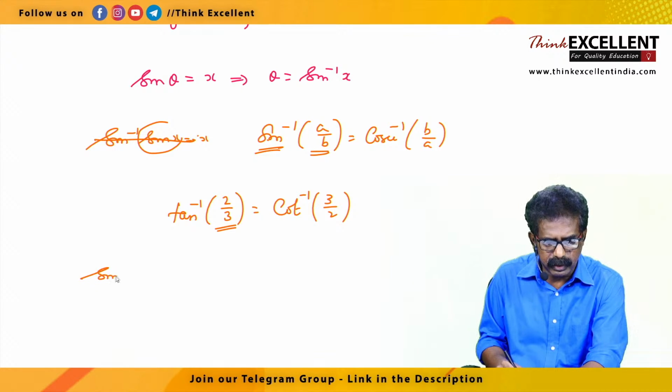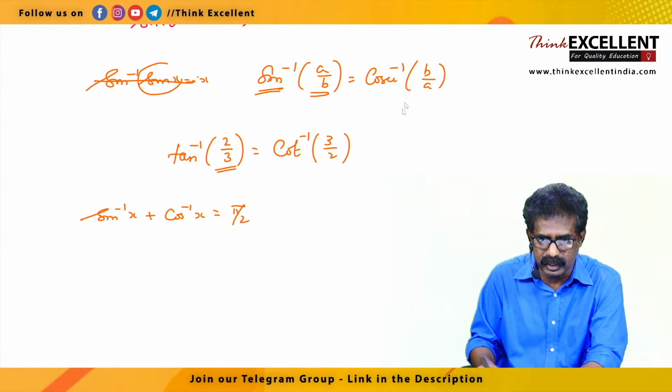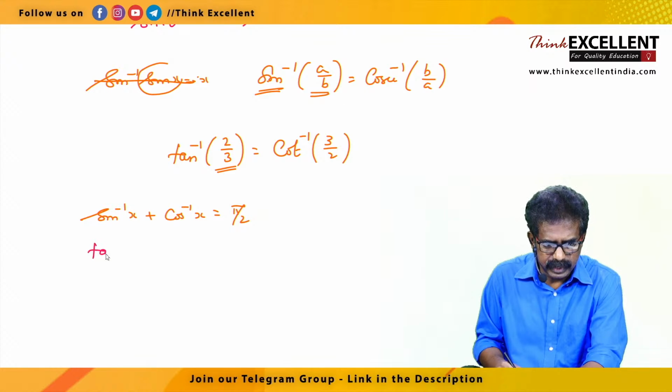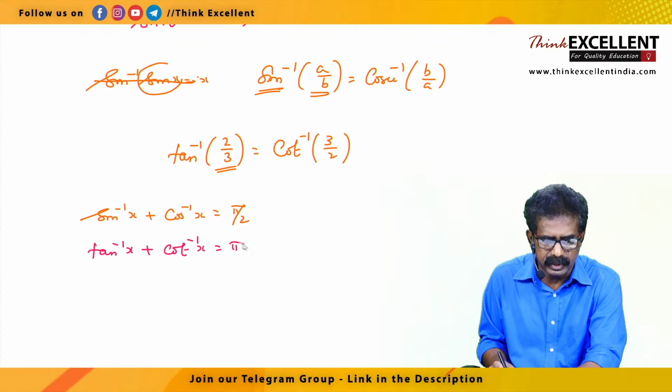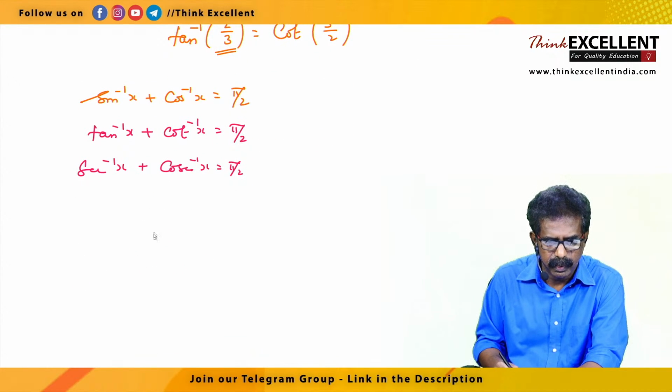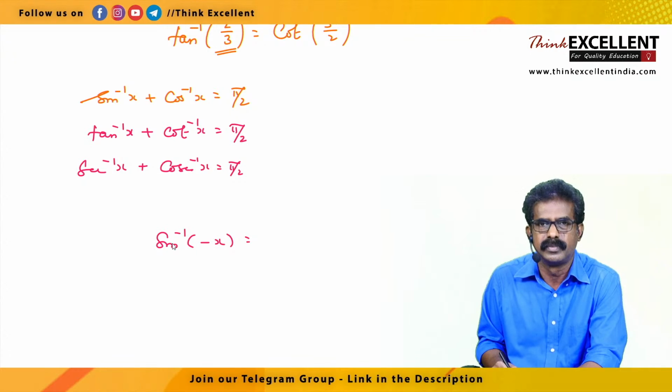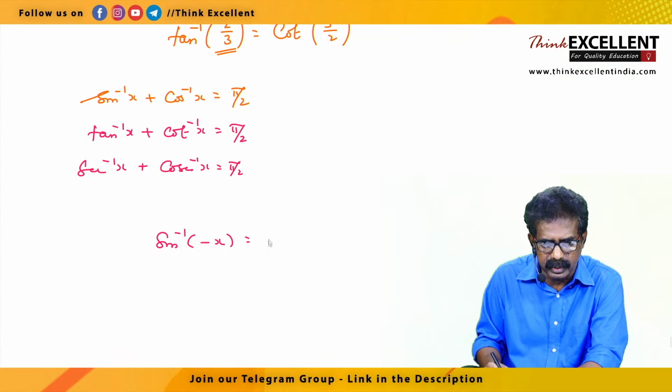Then another very important thing: sin inverse x plus cos inverse x is pi by 2. Like that we have three results. Tan inverse x plus cot inverse x, that is also pi by 2. Secant inverse x plus cosecant inverse x, that is also pi by 2. Then sin inverse of minus x is minus sin inverse x.